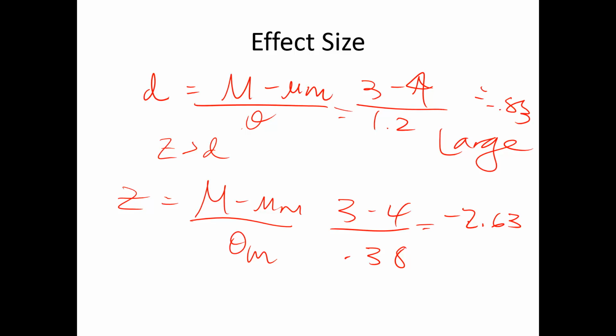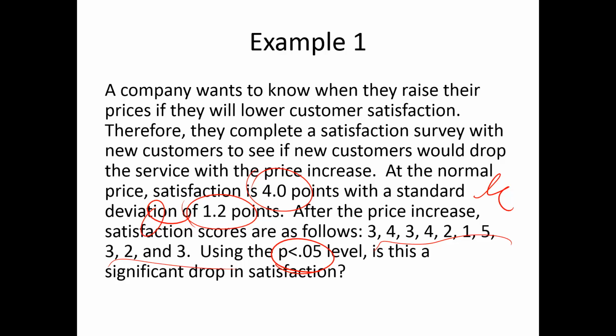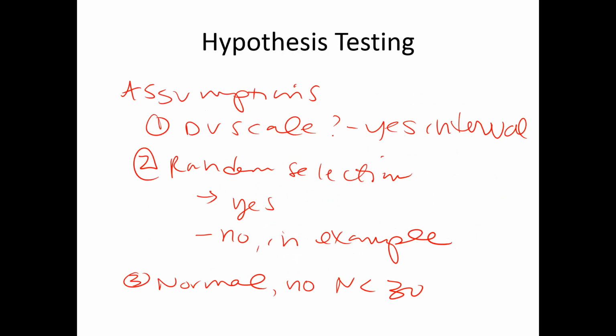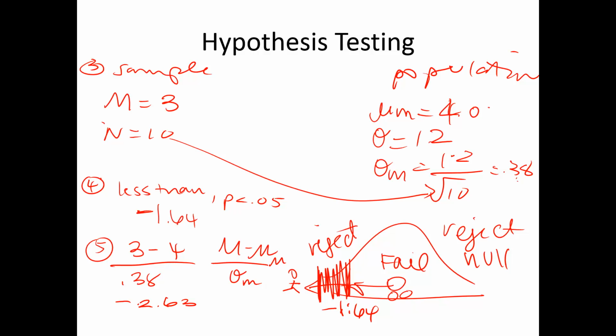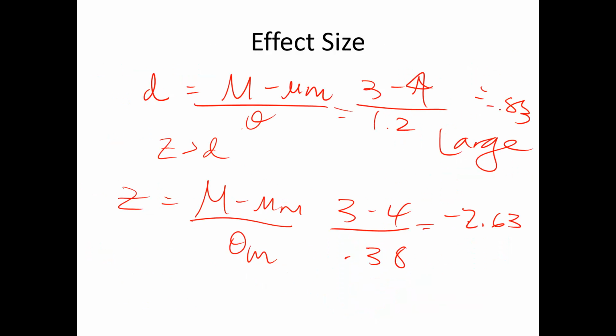Okay. So what does all that mean if I take all this together? Well, they had a significant decrease in satisfaction scores. And a significant decrease in satisfaction scores with a large effect size means that people aren't too happy with the new pricing. Okay, so their satisfaction scores went down significantly with a large effect size.